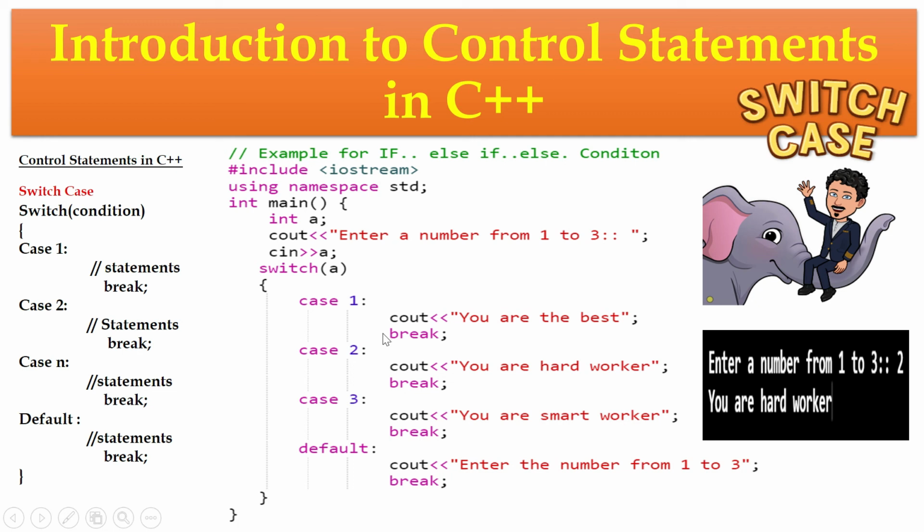If the value stored in a is 2, I'm going to print you are a hard worker. If the value stored in a is 3, I'm going to print you are the smart worker. I'm going to break the program, stop the program right here. If all these conditions fail, for example, the user enters 4, 500, 1000, the default will get executed. So I'm going to print enter the number from 1 to 3 using cout statement, and I'm going to break the program. So here's the output. Enter the number from 1 to 3. I entered 2, and it displayed you are a hard worker.